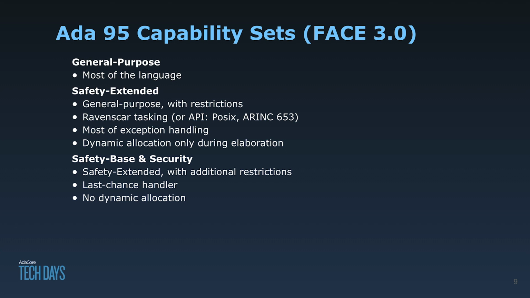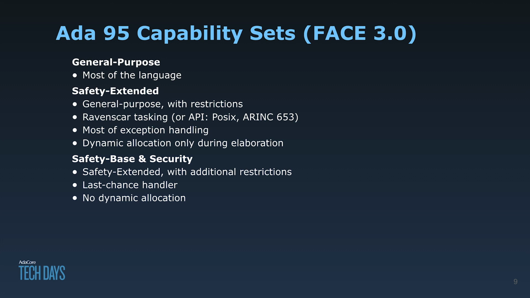The safety base and security profile is the safety extended with some additional restrictions. In particular, instead of having general exception handling, you have a last chance handler that can capture unhandled exceptions, and no dynamic allocation at all. That's actually overly strict. If you look at the C++ capability set for safety base and security, in C++ allocation is permitted. So it's a bit odd that it would not be permitted on the Ada side, unless whoever wrote this didn't want Ada to be used. Let's think about that one.